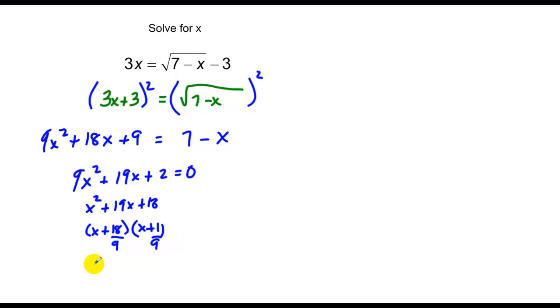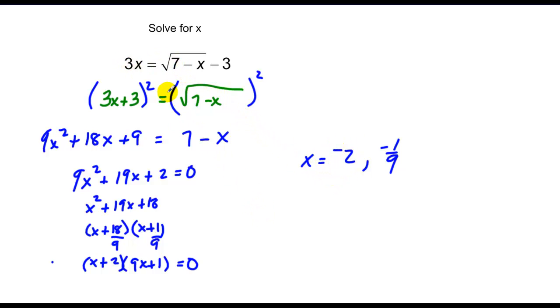Remember, it's a 5-step, so divide by 9, reduce, and remember this is still set equal to 0. So then solve these two equations. We end up with x equaling negative 2 and x equaling negative 1/9. The negatives kind of scare me a little bit. I'm going to check these answers.